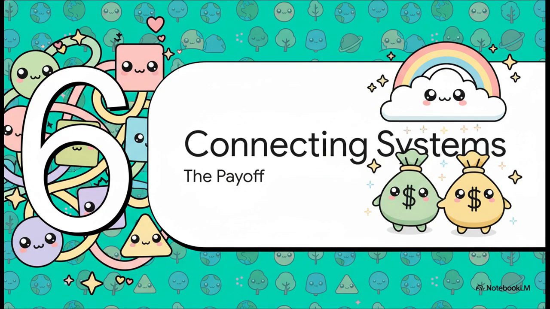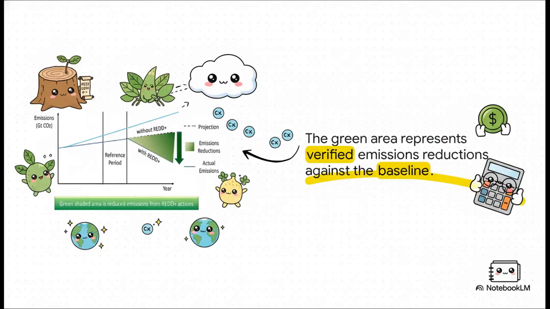Okay, let's put it all together now. How do all these different pieces connect to actually lead to the payoff, that results-based finance? This final graph really brings it all home. You've got the historical emissions data, you've got the FREL/FRL acting as the projected baseline, and then you have the line showing what actually happened to emissions after the REDD+ actions started. And that green shaded area, that is the goal. That's the prize. It represents the volume of verified emissions reductions that a country can report and hopefully receive payments for.